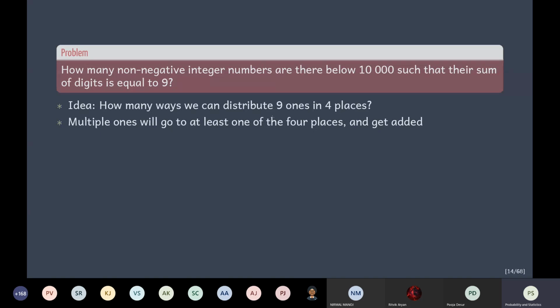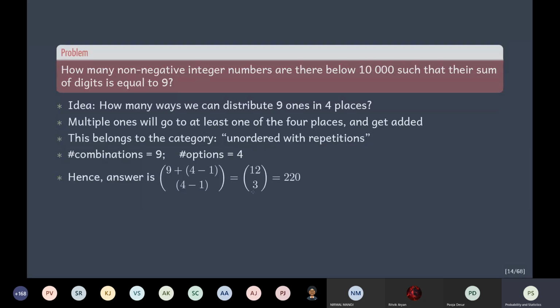How many ways can we distribute 9 ones in 4 places? Obviously, multiple ones can go to at least one of the 4 places and get added. So this belongs to the problem of unordered selection with repetitions. We can plug it into the formula, again the salad type problem or the candy problem. This is similar to that.